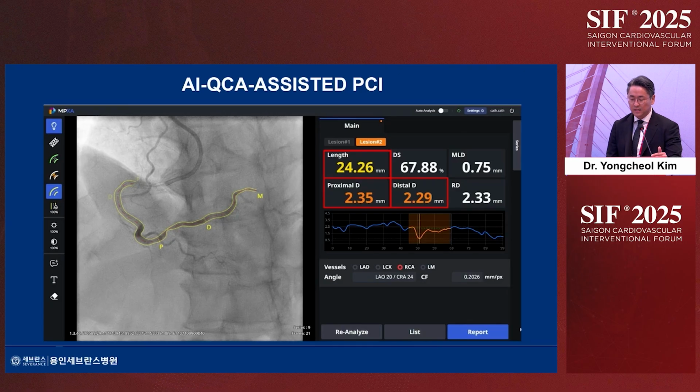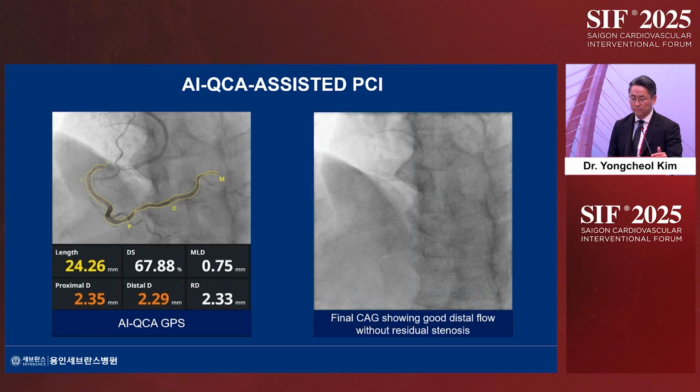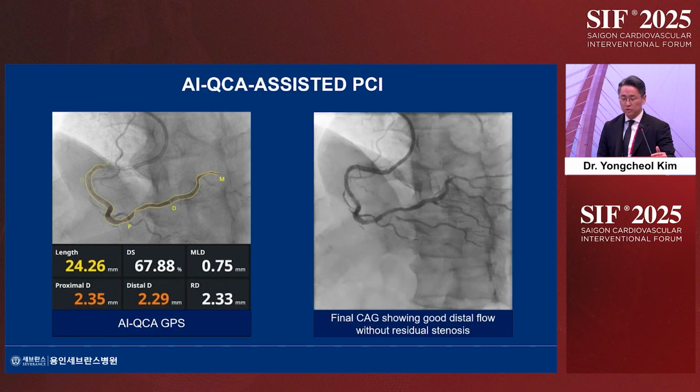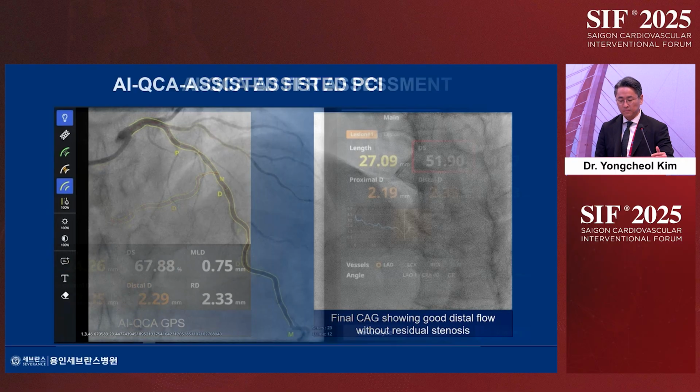So AI-QCA could immediately give the real-time information of the lesion length and the reference lumen diameter in the distal RCA lesion. So with this reference, I performed the AI-QCA assisted PCI with a 2.5 millimeter drug-coated balloon after predilation using the 2.5 scoring balloon. So final angiography showed good distal flow without residual stenosis.